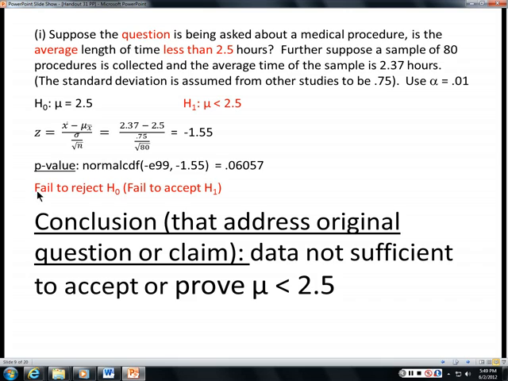So I'm not really going to be talking about rejecting the null here. I'm going to be talking about accepting the alternative in my final conclusion, since my question or claim is in my alternative, not in my null. So my final conclusion will not talk about rejecting something. It'll talk about accepting or proving something, or supporting it. Now what is it accepting or proving? Well, the claim. And we can say data not sufficient because we failed to reject the null. That's really all there is to it.